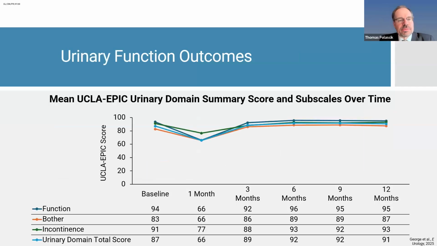Okay, functional outcomes. These are the urinary scores. I'm a trend person, so we're just going to look at the trends. Now, if you want to look at the specifics, you see here on the left, we look at function, bother, incontinence, and total urinary domain score. But looking at the curves, there's a drop off as expected because you have things happening, swelling and all the like at 1 month. And then by 3 months, patients are essentially back to normal and that is maintained for the rest of the trial period.